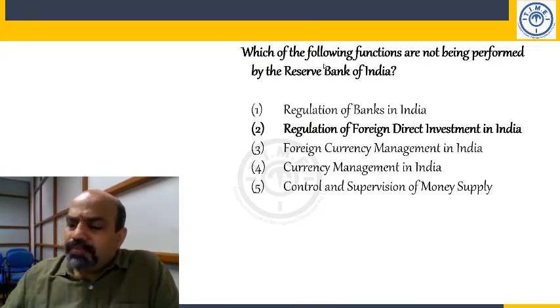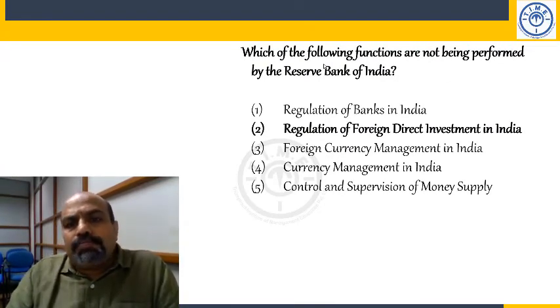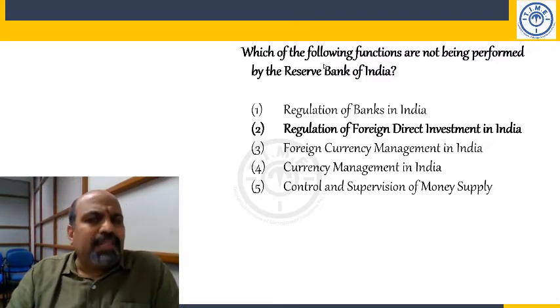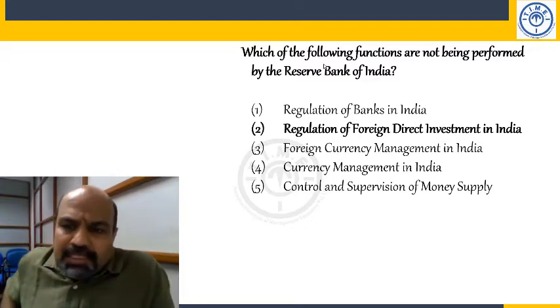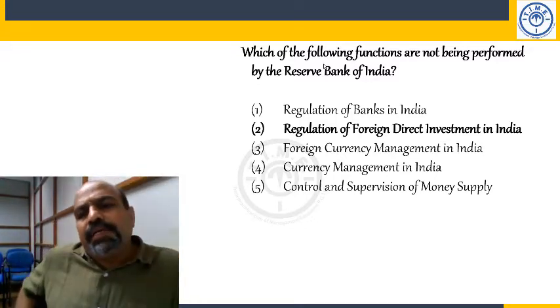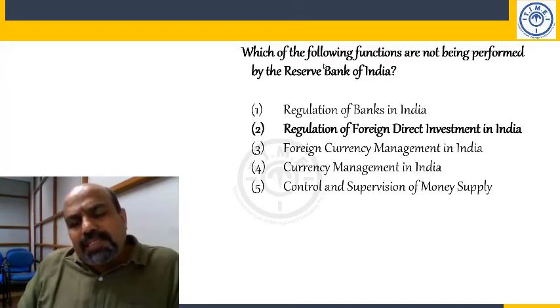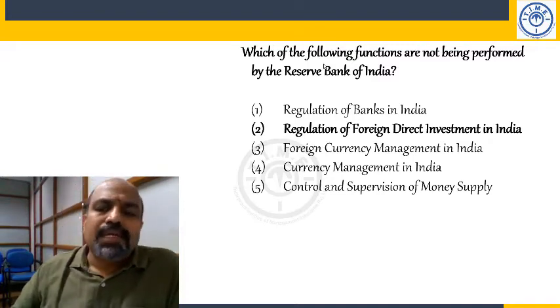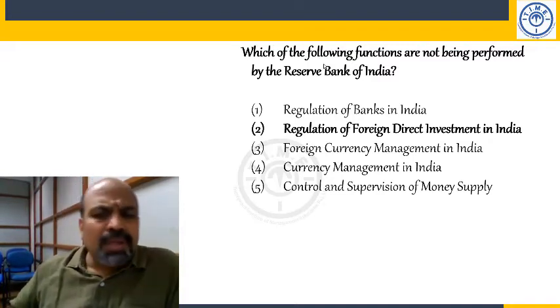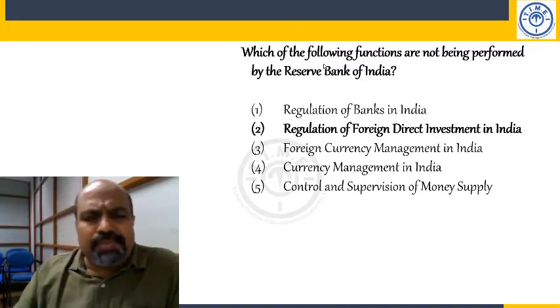Bank assurance. What about these functions not being performed? One of these functions is not being performed by the RBI. Regulation of foreign direct investment is the job of mainly the Ministry of Commerce and Industry. Some portions are also regulated by the Ministry of Finance, but it is usually the Ministry of Commerce and Industry. The rest are all functions of the RBI.